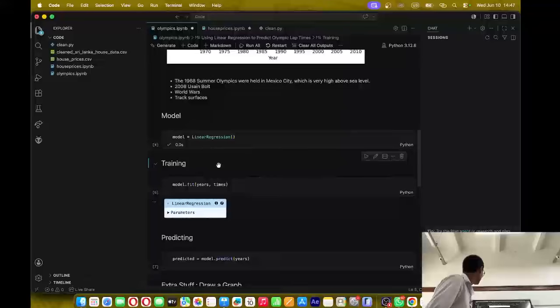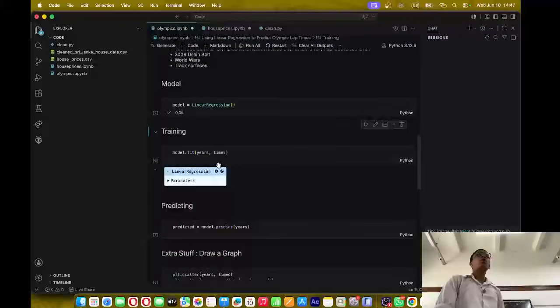Now we are going to train the model. We are going to give it our data and let's see if it figures out the line. Now I showed you some extremities, right?